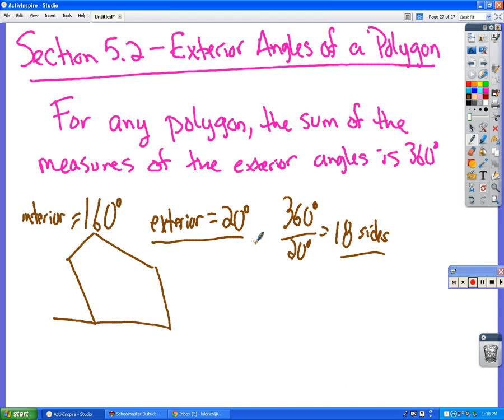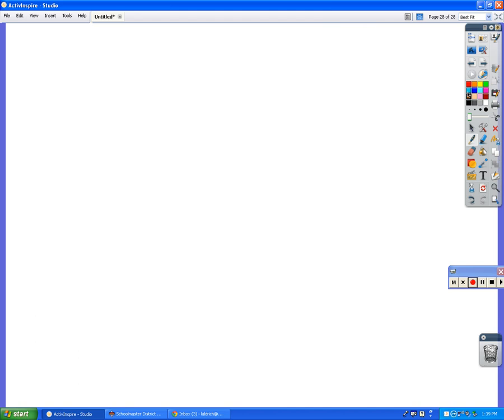Okay? I like it. You like it? I like it. All right. Are we good? Yeah. So only two simple things there. One is that all the exterior angles of a polygon, no matter how many sides it has, will always add up to 360 degrees. And then a little hint on how you can use that to figure out how many sides a polygon has.